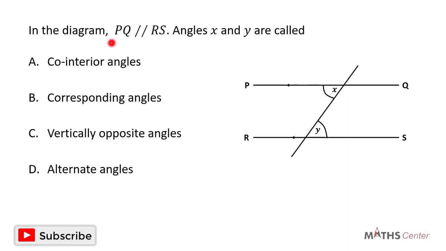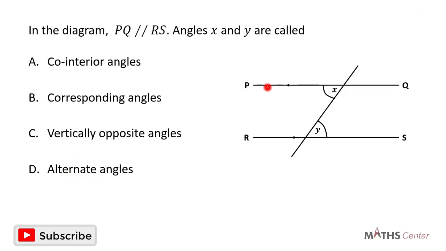In the diagram, line PQ is parallel to line RS. Angle X and angle Y are called, we have four options here. The first one is co-interior angles. The second one is corresponding angles. The third one is vertically opposite angles. And the fourth one is alternate angles.